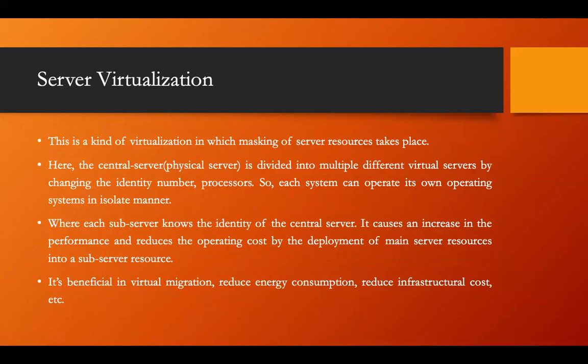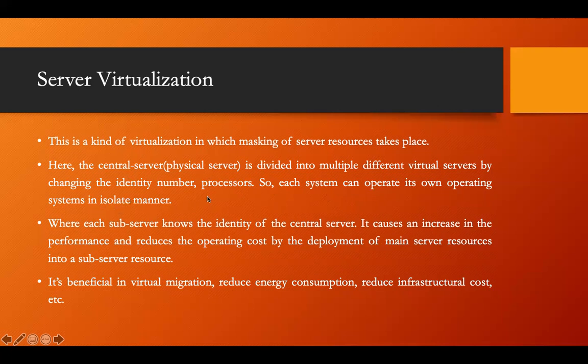Now, the next one in the virtualization is the server virtualization. It is a kind of virtualization in which masking of server resources takes place. Now, what is the meaning of server resources? We have the central server, which is a physical server. It's divided into multiple different virtual servers by changing the identity number and processes. So each system can run its own operating system in an isolated manner.